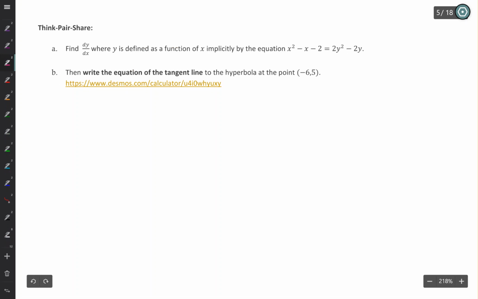I understand that you probably can't pair share because of the coronavirus, but I do want you to take a moment and try this problem on your own and then check back in.